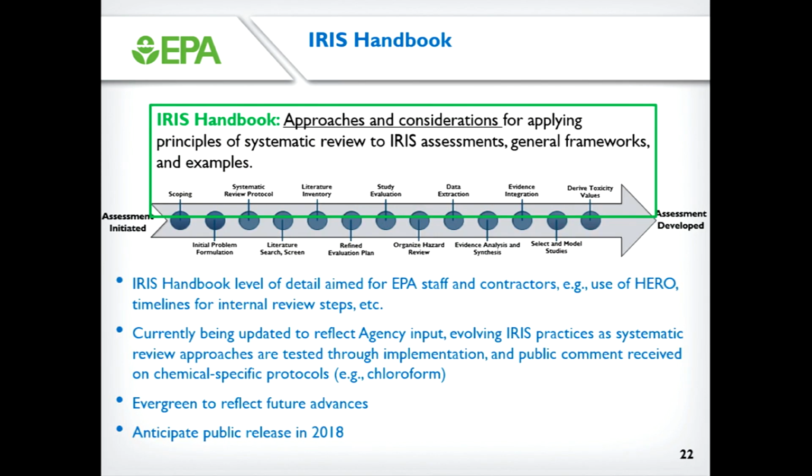So the IRIS handbook, I think many people in the room have heard about the IRIS handbook. Again, it's really sort of a reference document that talks about approaches and considerations for doing systematic review. It's really aimed at the level of EPA staff and contractors. So it would have guidance on when you're thinking about developing a literature strategy, keep these factors in mind. You know, this is how you assess the quality of your literature search strategy. It might have timelines for internal review. So again, it's aimed at the level of EPA staff and contractors.